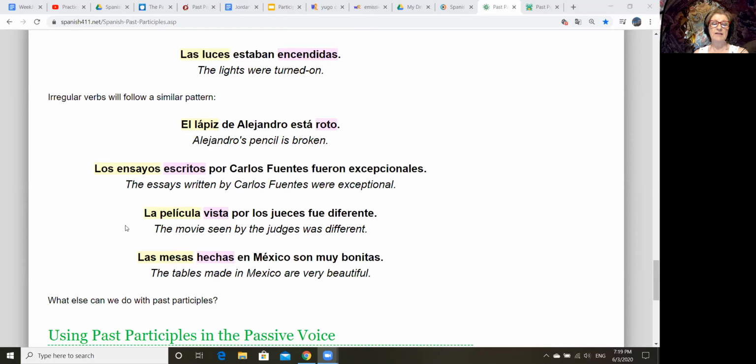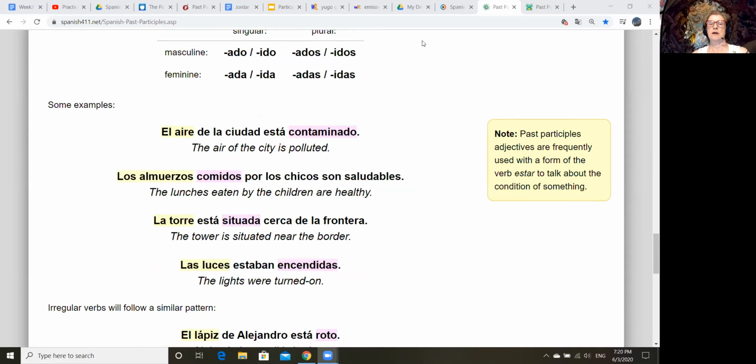Okay, las mesas hechas en Mexico son muy bonitas. The tables made in Mexico. Maybe you're in a little furniture shop, right? Las mesas hechas en Mexico. And hecho is one of those irregulars. It's from hacer. Okay. Bien. Okay, ¿está bien?